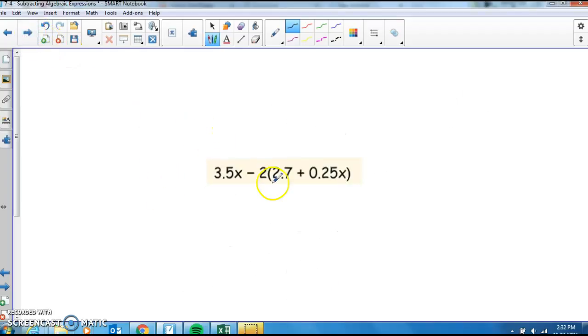All right, let's try this one. I'm going to write down the 3.5x. We're going to distribute that negative 2. So we're going to do negative 2 times 2.7. A positive times a negative is a negative, so that gives us negative 5.4x. I'm sorry, just 5.4. There's not an x.